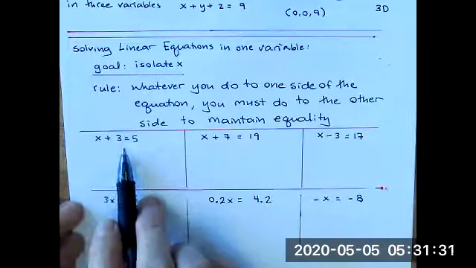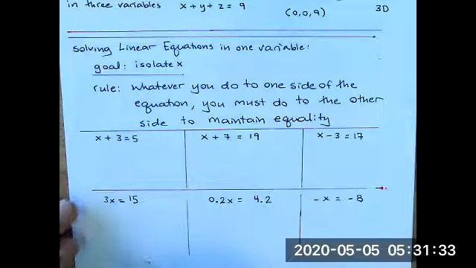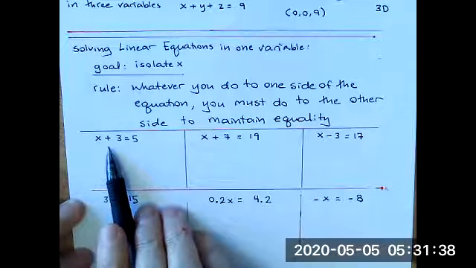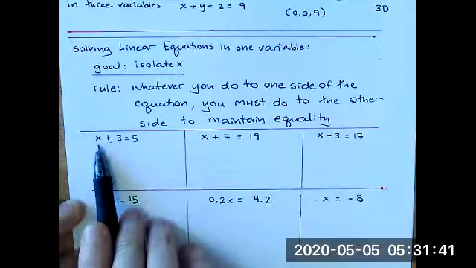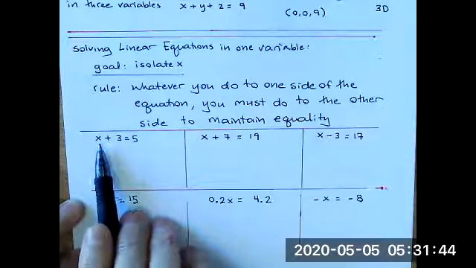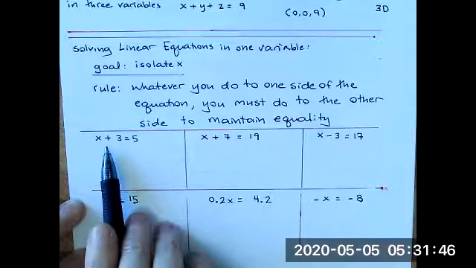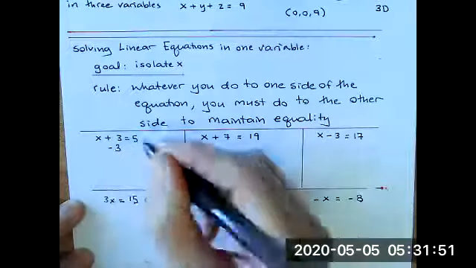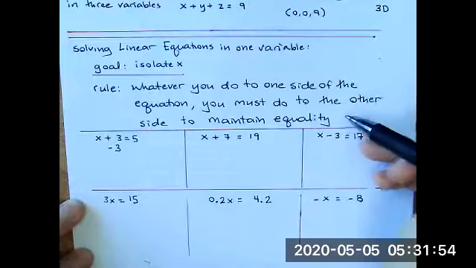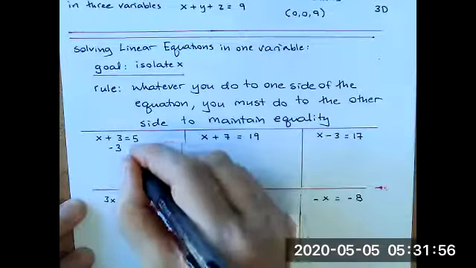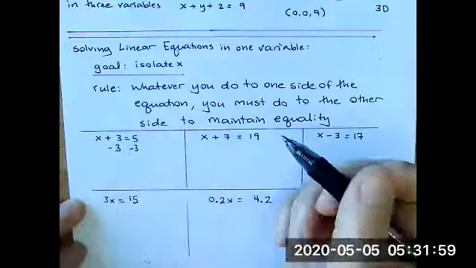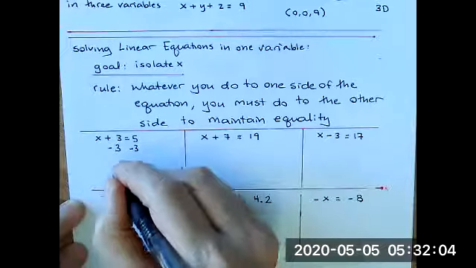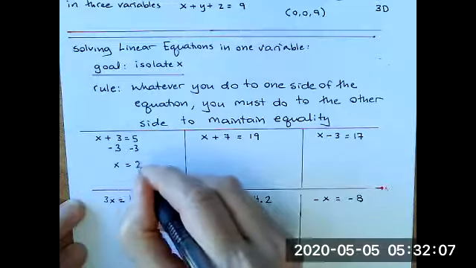If x plus 3 is equal to 5, what do we do? I like to think of it in terms of the opposite operation. What's being done to x? It's being increased by 3. So we do the opposite of adding 3, which is subtract 3. And remember, whatever you do to one side of the equation, you must do to the other side to maintain equality. Well, plus 3 and minus 3 make 0. So we get x equals 2.